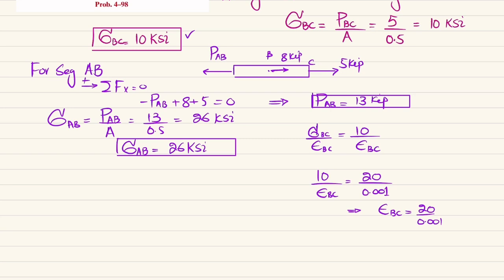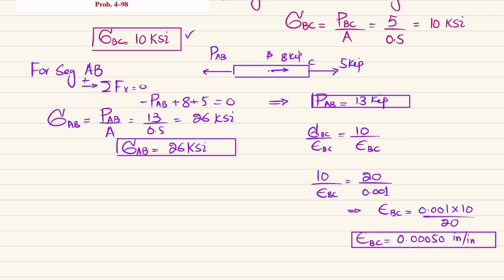Strain will be equal to, sorry, let me correct it. It will be equal to 0.001 multiplied by 10 divided by 20. And when you solve this, you will get strain in BC will be equal to 0.00050. And it will be either unitless or inch by inch. So this is strain in BC.